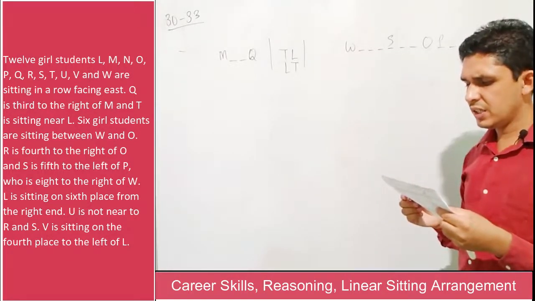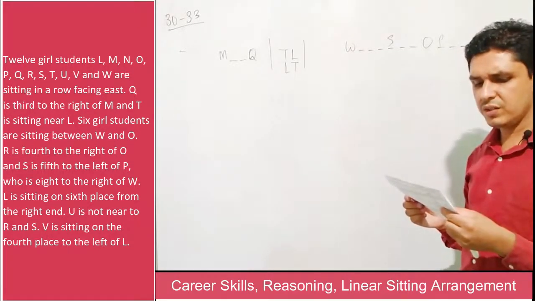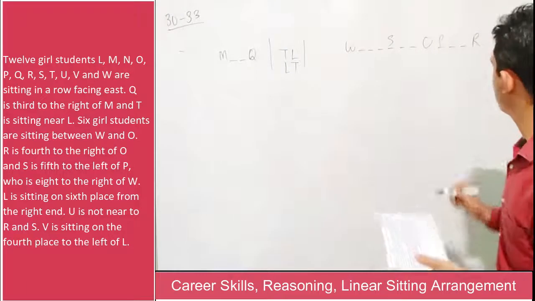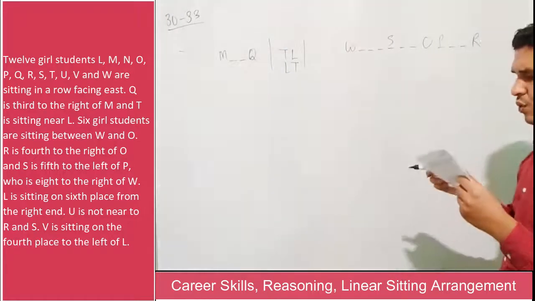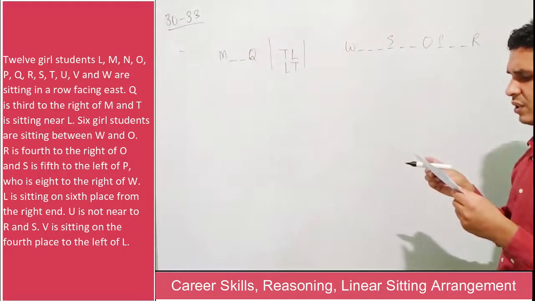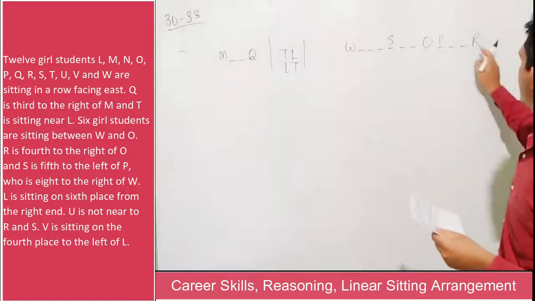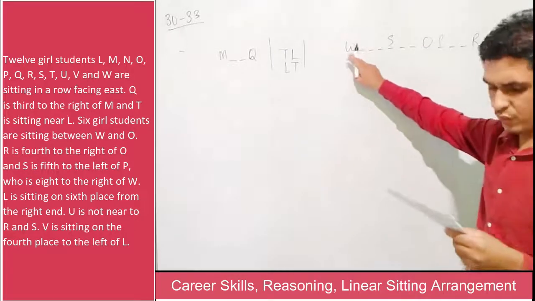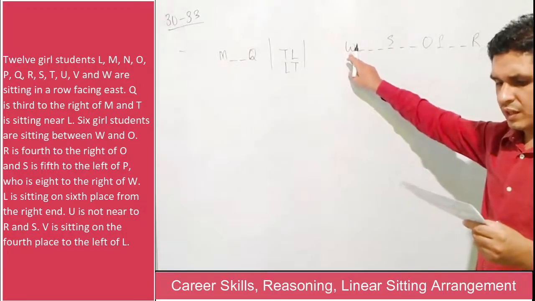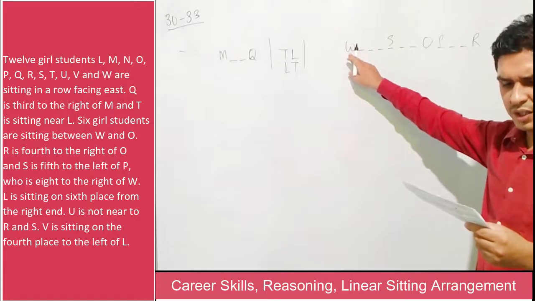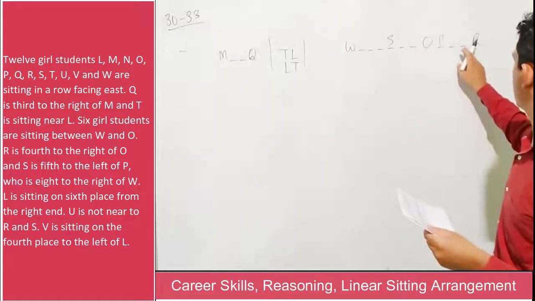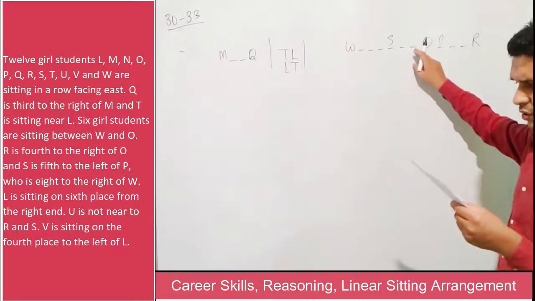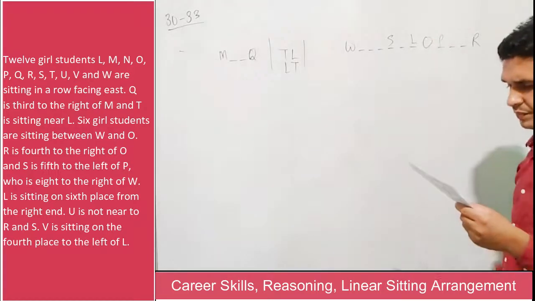Thereafter L is sitting on the sixth place from the right end. From the right end, if we check, L is sitting on the sixth place. 1 2 3 4 5 6 7 8 9 10 11 12. Okay, and L is sitting sixth place from the right end. So 1 2 3 4 5 6. So here we should have L.